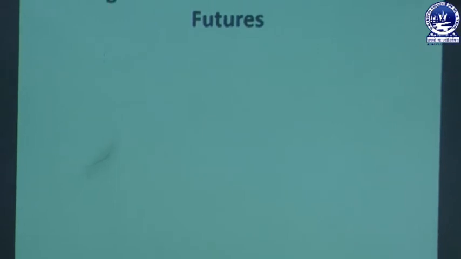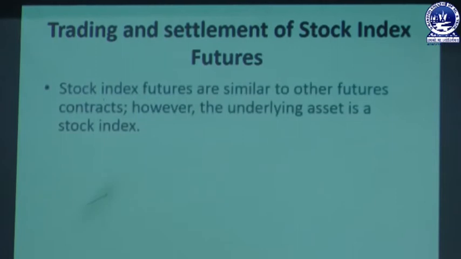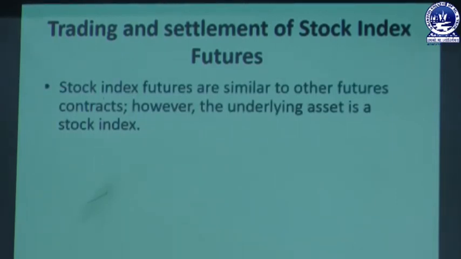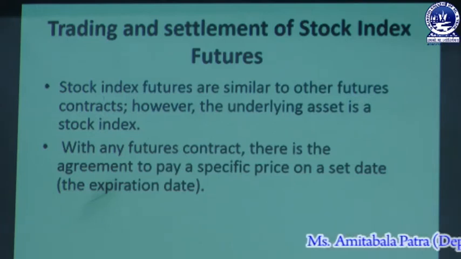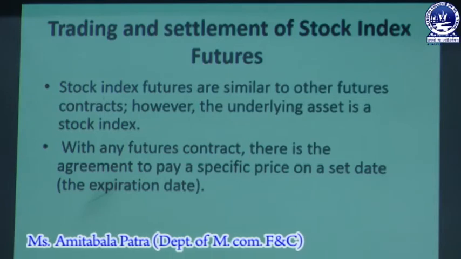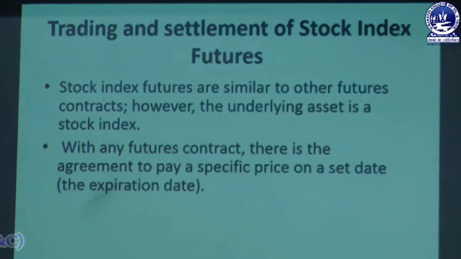Now, how are the trading and settlement of these stock index futures done? Let's have a look. Stock index futures are similar to other futures contracts. However, the underlying asset is a stock index. As we have studied about the other futures contracts and other underlying assets, the stock index futures work the same way, and the only thing is that here we are taking a stock index as the underlying asset. And with any futures contract, there is an agreement to pay a specific price on a set date. So for the contract we are taking an expiry date, and we are determining the price at the time we take the contract.